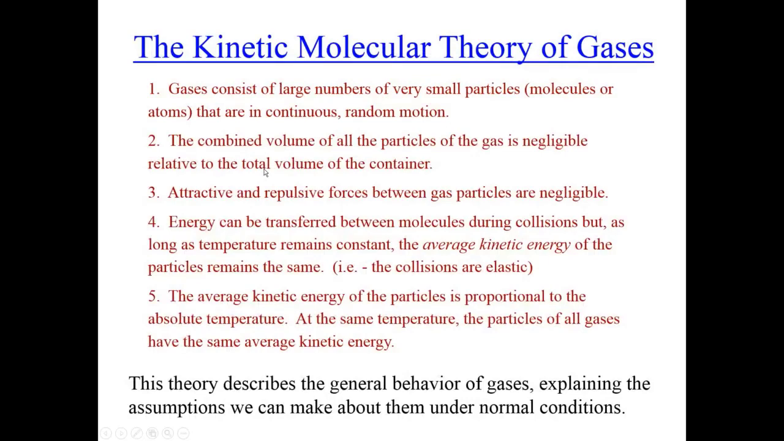Before we jump into the actual laws themselves, we want to take a moment to describe the kinetic molecular theory of gases. The kinetic molecular theory of gases is essentially the main ideas behind what makes up an ideal gas. This basically describes the behavior of gases under more or less normal or ideal conditions. So it basically says that gases have a large number of very small particles that are in constant random straight line motion. So they're moving in straight lines and they're constantly bouncing off each other.